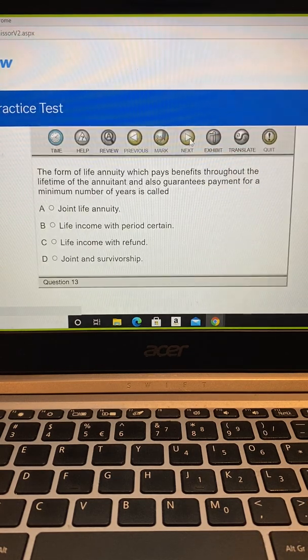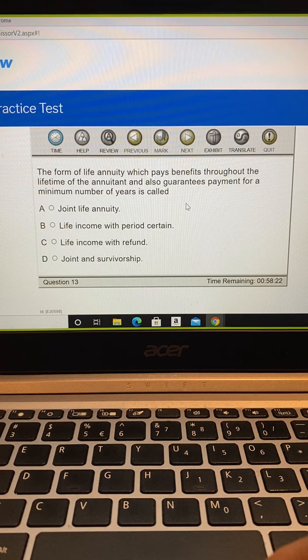All right, Kai. The form of life annuity which pays benefits throughout the lifetime of the annuitant and also guarantees payment for the minimum number of years is called joint life annuity. No. It's not A, it's not B. Life with income refund, that's when they pay it out, they pay them and then they pay out the full. It would be B. They pay it out until it's met. It can't be a refund because they didn't say anything about a refund. Yeah, you're right. You don't have to second guess yourself.